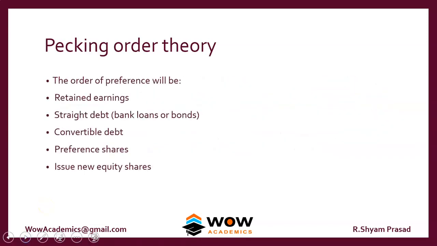They first choose retained earnings, then go for debt issue, then convertible debt, then preference shares, then issue of new equity. Researchers found this model through practical observation of what companies do. This is what companies do in reality. They don't try to find out the optimal capital structure and then raise a particular debt or equity. In reality, this is how companies raise their finance. So it's much more realistic in nature.